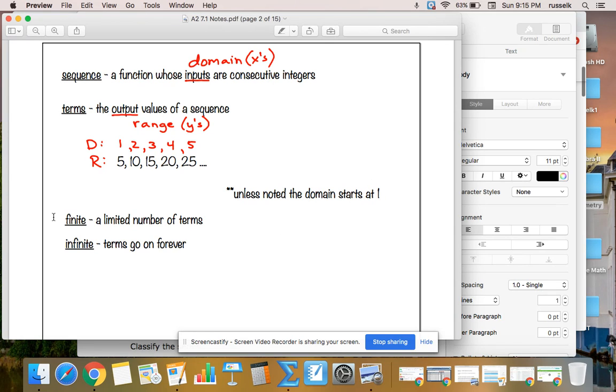Two types of sequences are finite and infinite. Finite has a limited number of terms, so there's only a set number in there, it will stop. Infinite will go on forever, so that's where you see the dot dot dot at the end. So if you don't see the dot dot dot, that means it's finite. If you do, it's infinite.